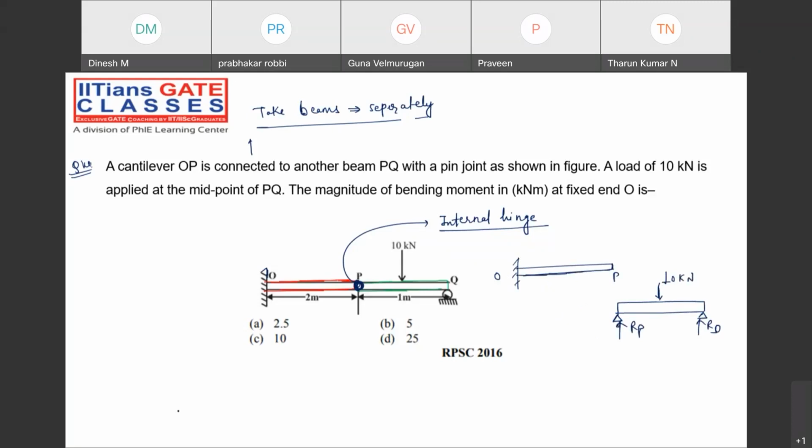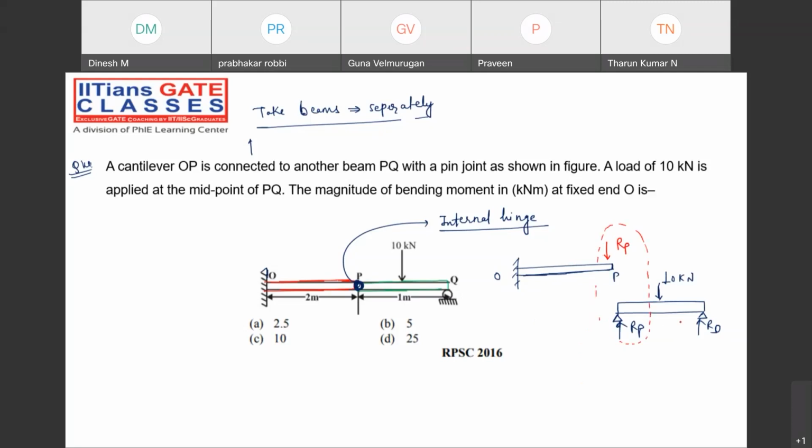If here it is RP, my dear friend, here it will be acting in this direction. If you just combine over here, this will become one particular beam, which is connected by joint P, an internal hinge we say. Rather than saying joint, we say internal hinge.